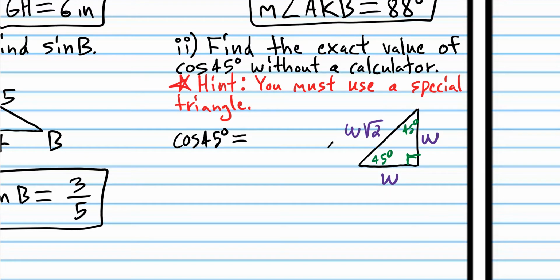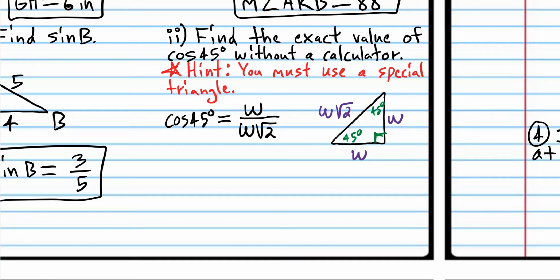So again, cosine is adjacent over hypotenuse. So adjacent over hypotenuse. And now it doesn't matter how big or small the triangle is, these numbers are going to cancel out because it's a ratio. So we end up with 1 over root 2. Again, the w's, they cancel.